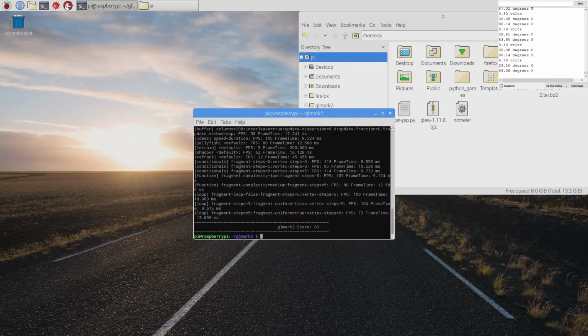Alright, got a GL Mark 2 score of 83. Very nice.